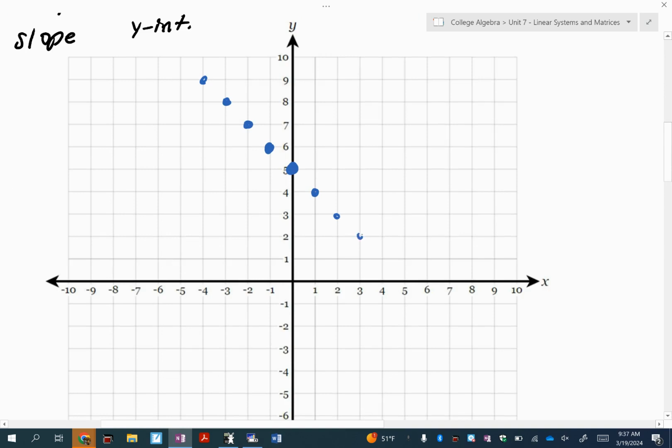I bet you guys would enjoy using a ruler today, right? Get some rulers. You have to have that many points? No, you don't have to have that many points.